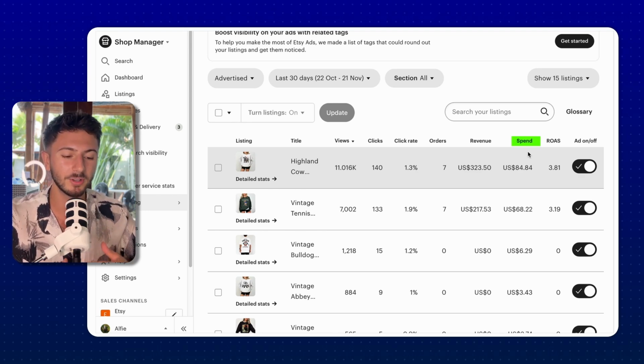And this is because once Etsy really starts getting some stats from your listings and sees that, say, 1, 2, 3 of them are really selling well and responding to Etsy ads, then it really starts pushing those listings a hell of a lot more.